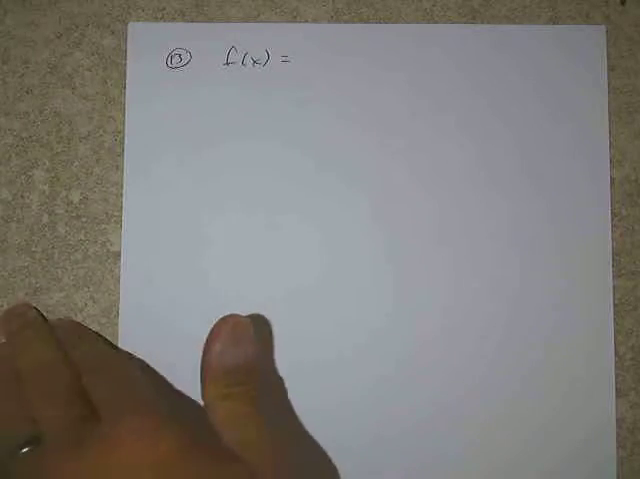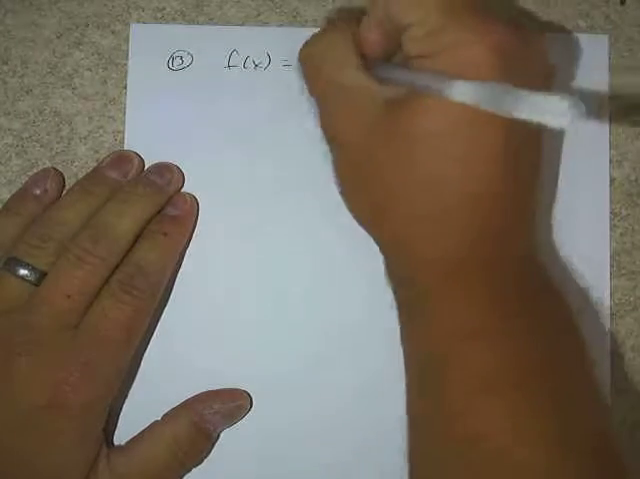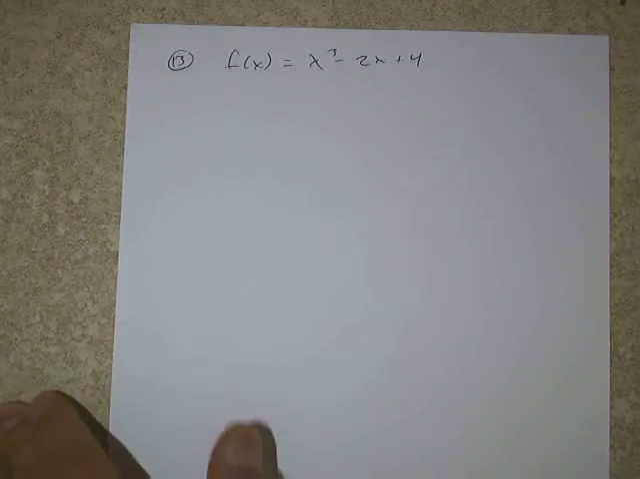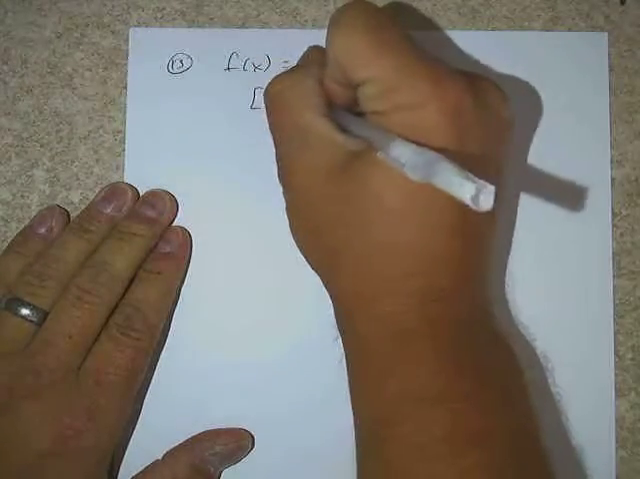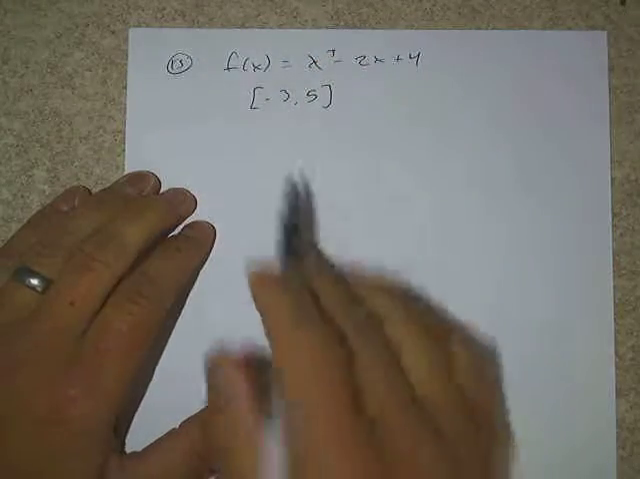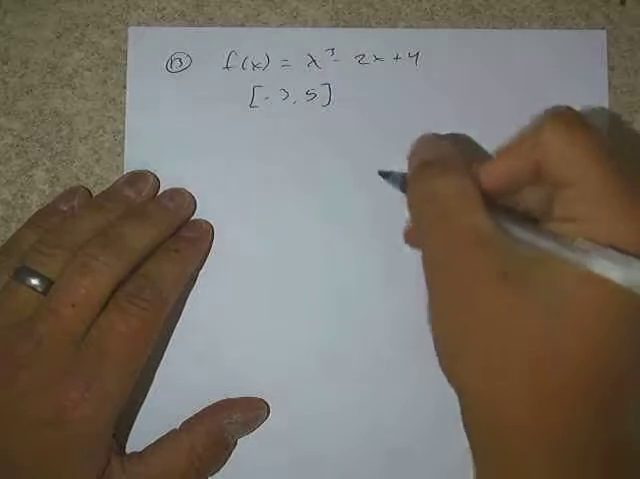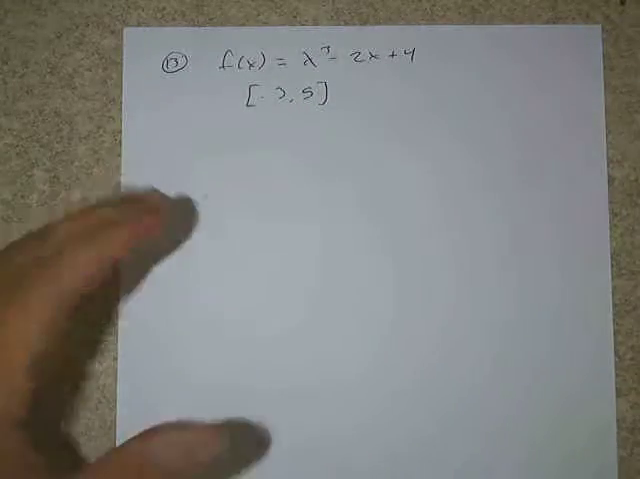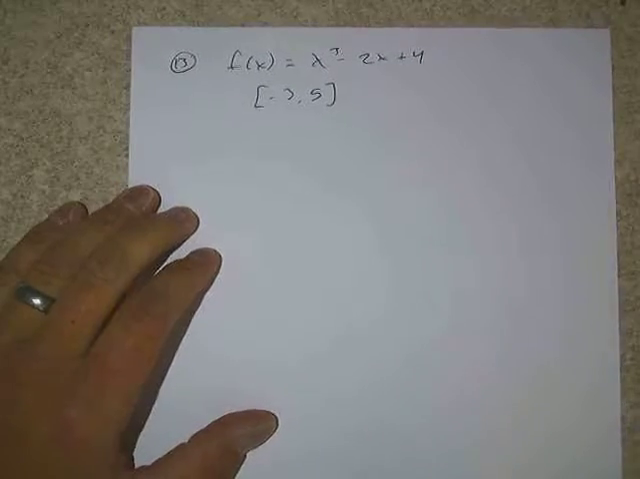So if we go x cubed minus 2x plus 4, and the interval they're asking us to use is negative 3 to 5. Remember, when they give us this interval, they're giving us a set of x values. We're going from negative 3 to 5. If we were to draw a picture, we'd have a negative 3 something and a 5 something. We'd draw a line to them and we'd find the slope.